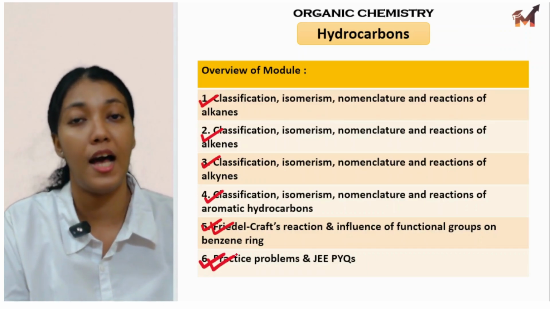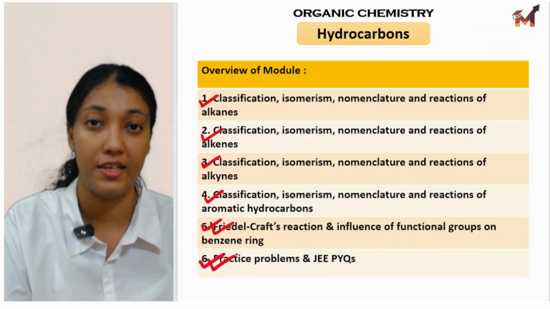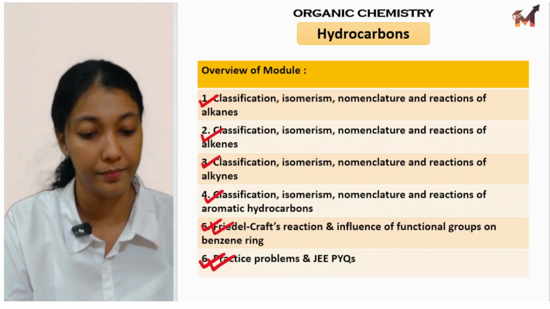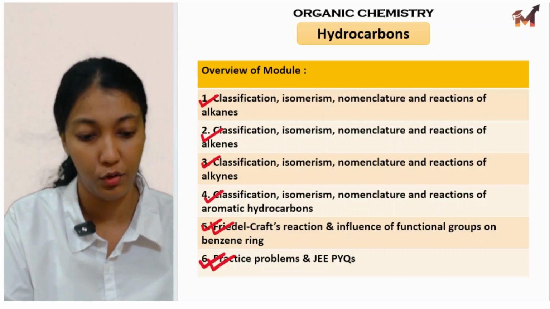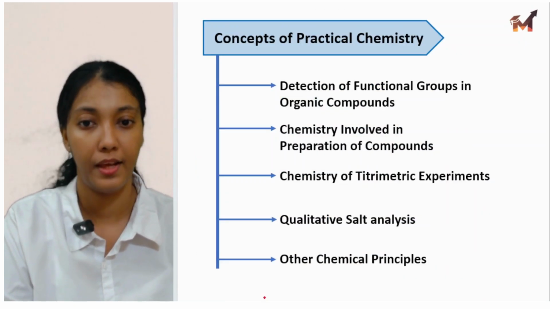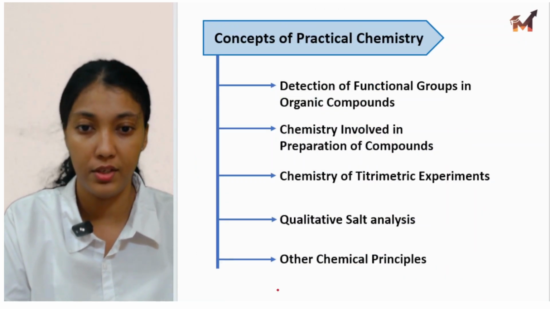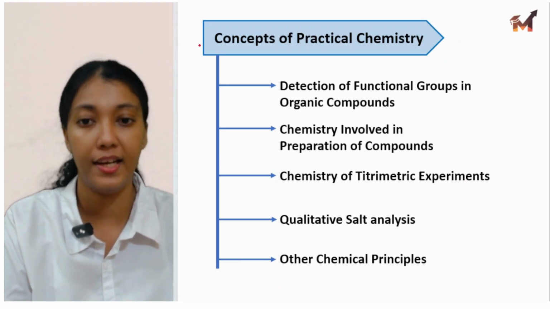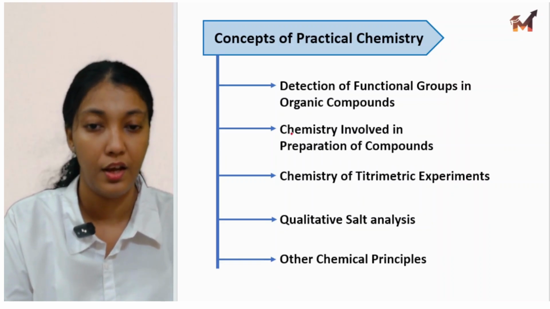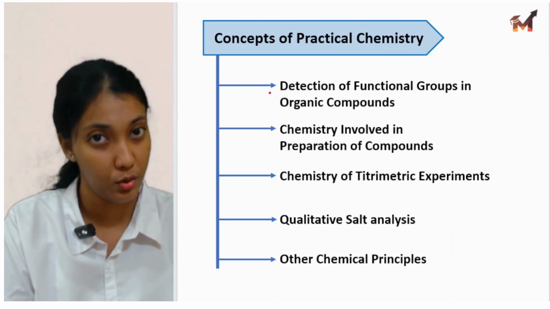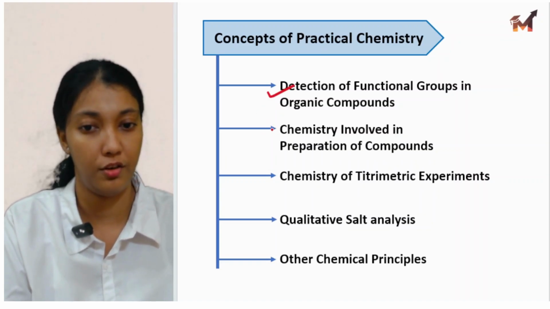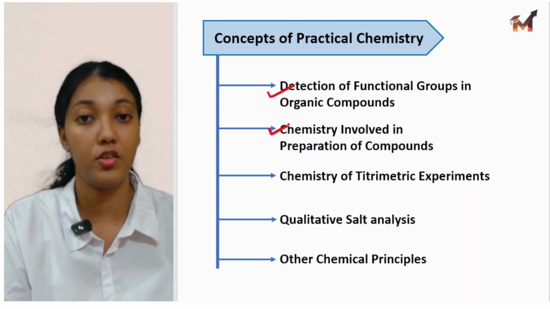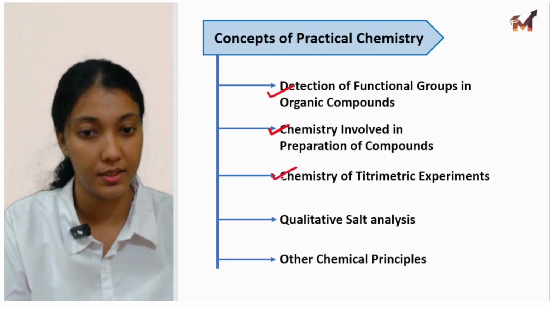So this was our entire chemistry syllabus for class 11. एक प्रैक्टिकल केमिस्ट्री का जो कॉन्सेप्ट था उसका भी मैं एक ओवरव्यू दे देती हूँ आपको. ये कॉन्सेप्ट्स ऑफ प्रैक्टिकल केमिस्ट्री आई विल डिस्कस देम विथ यू. देख लेते हैं कि कौन से टॉपिक्स है इसमें. We have detection of functional groups in organic compounds, chemistry involved in preparation of compounds, chemistry of titrimetric experiments.